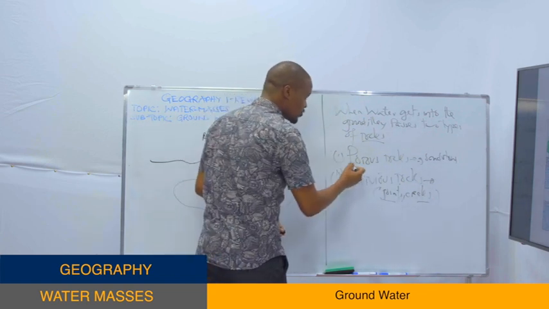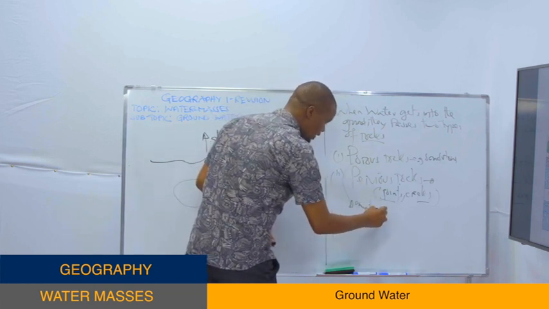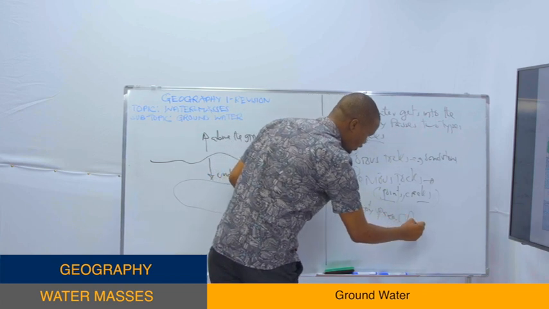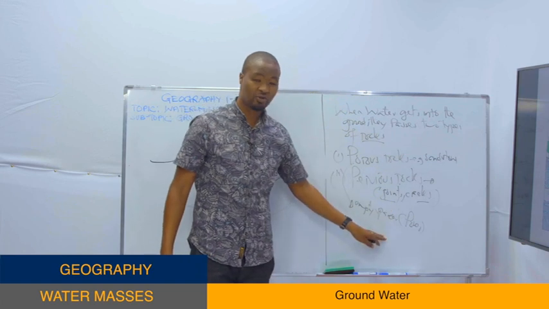Then from there, porous rocks are the rocks made up of empty space. Empty spaces, we call them pores. Are we together? It means examples of porous rocks are sandstone rocks.